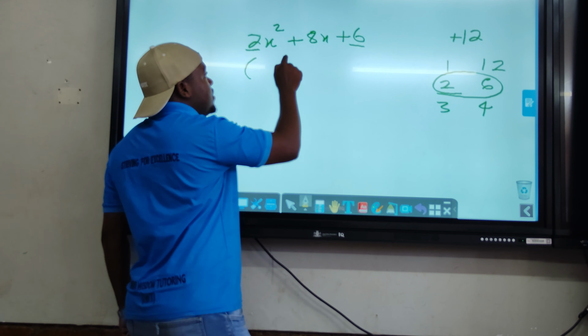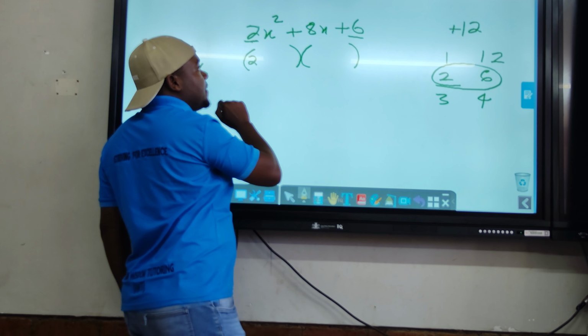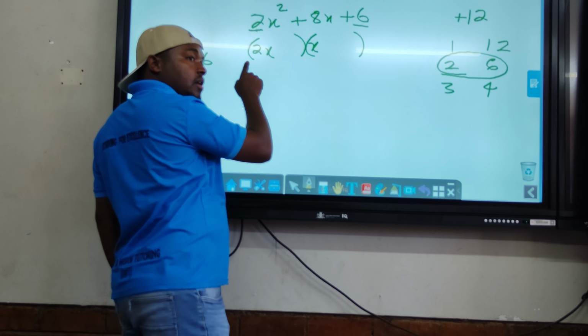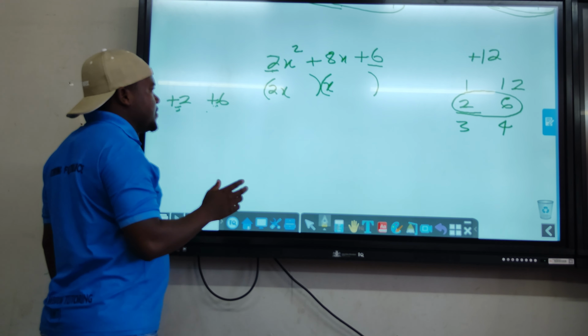Then this is what I do. I open two brackets. I bring this 2 down here. Then I write x this side. If there was a 3, I'll bring the 3 down. If there was a 5, I'll bring the 5 down. We'll see with many other examples.